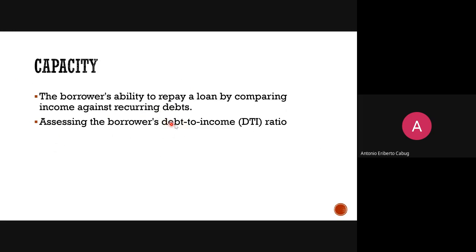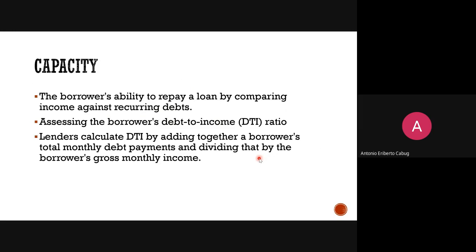If it is lower, the better. Kung yung debt nyo ay konti lang tapos mataas yung income, edi papautangin pa kayo ng bangko. Pero kung yung debt to income ratio nyo ay sobrang taas na, sobrang laki na ng debt nyo, tapos maliit lang yung income nyo, okay, less likely mag-a-approve yung bangko sa inyo ng loan.